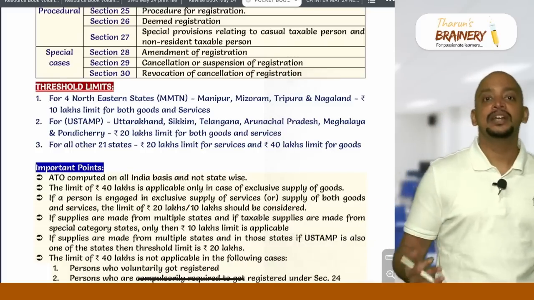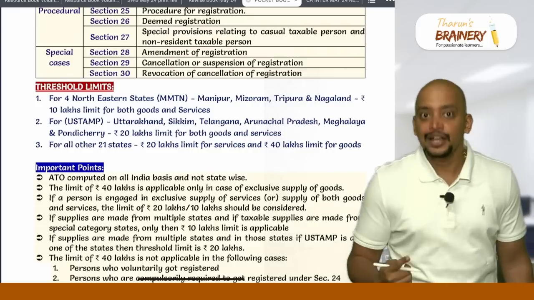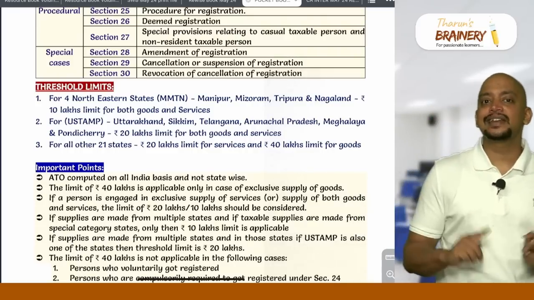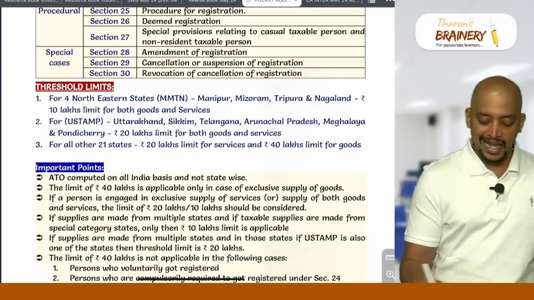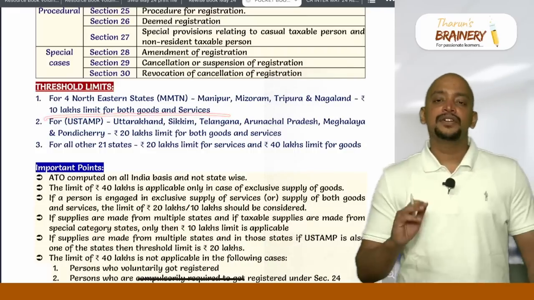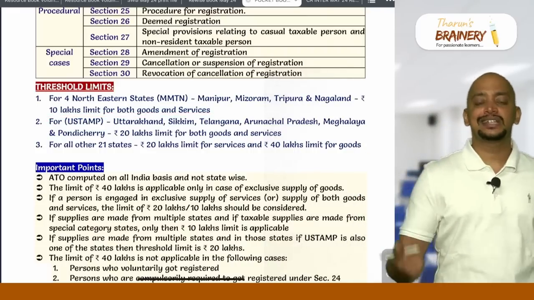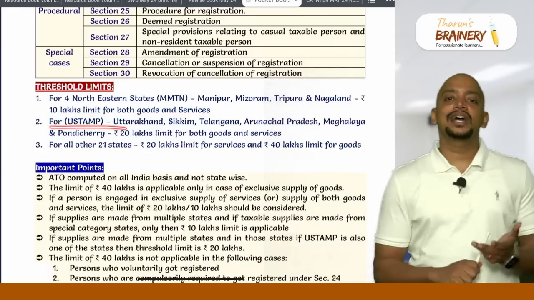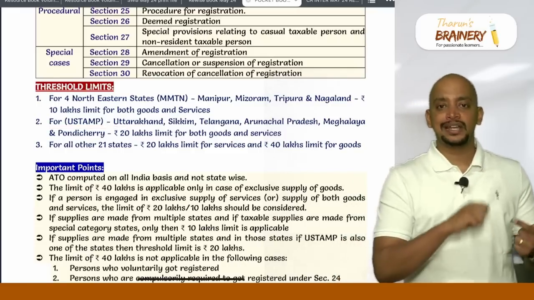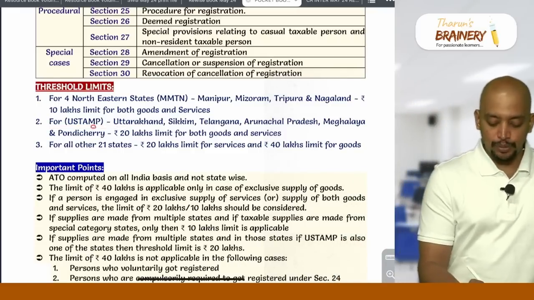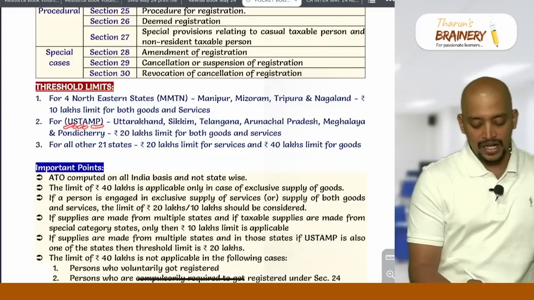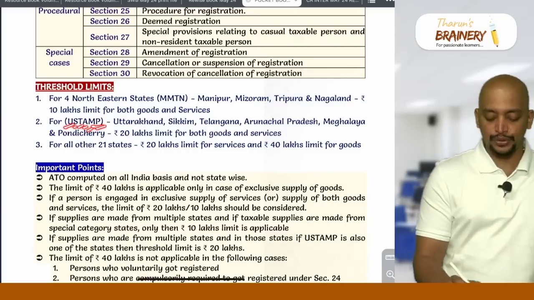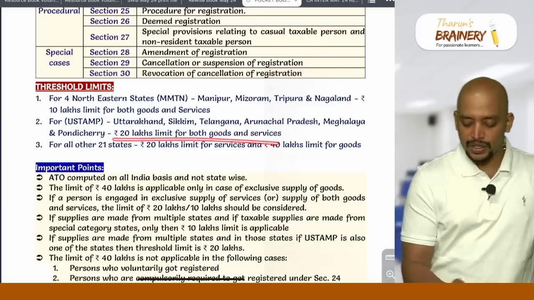What is the threshold limit? If they are doing business in a single state, we need to check whether that state is in MMTN: Manipur, Mizoram, Tripura, Nagaland. If yes, then the limit will be 10 lakhs for goods or services. Whereas if they are doing business in a single state and that single state is in U stamp: Uttarakhand, Sikkim, Telangana, Arunachal Pradesh, Meghalaya and Puducherry, then in that case the limit will be 20 lakhs.